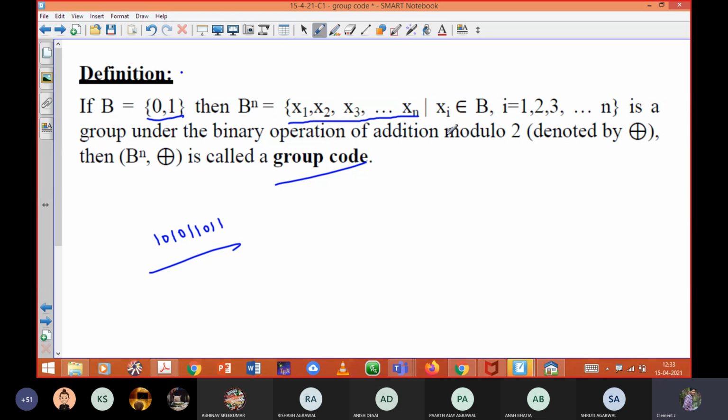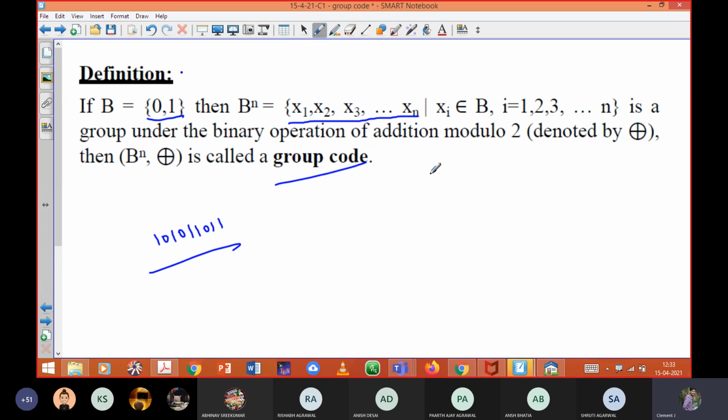At the same time, it is a group. It's a group under the binary operation of addition modulo 2. Here you need to apply only one operation, that is called addition modulo 2.